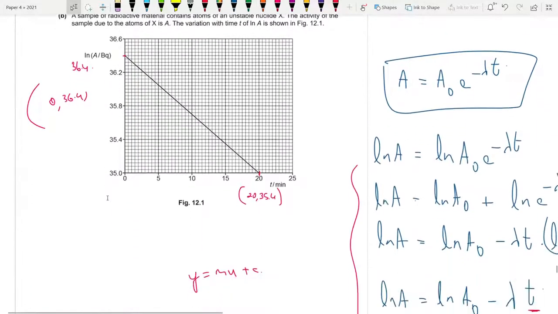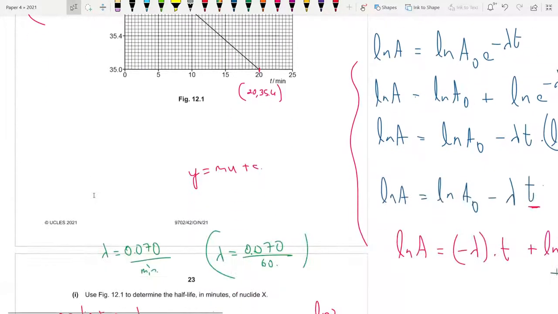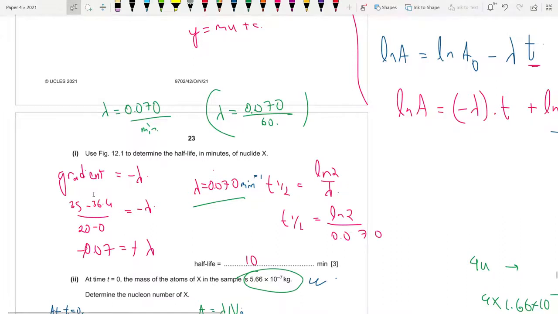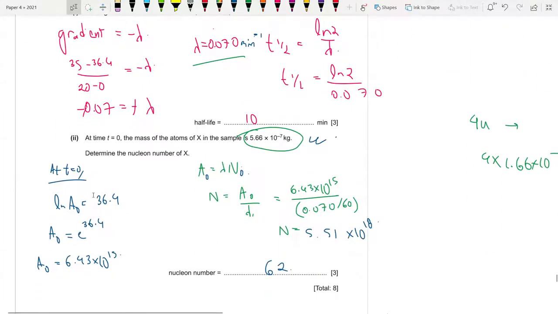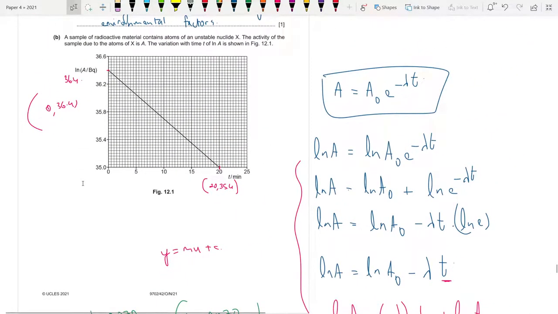Common questions. Now, a sample of radioactive material contains atoms of an unstable nuclide X. The activity of the sample due to the atoms of X is A. The variation with time t of ln A is shown in figure 12.1. Use figure 12.1 to determine the half-life in minutes of nuclide X. Let's do this. According to the equation, A is equal to A naught e to the power minus lambda t. If we take ln on both sides, ln A is equal to ln A naught plus ln e to the power minus lambda t, or ln A is equal to ln A naught minus lambda t. We can get rid of ln e.